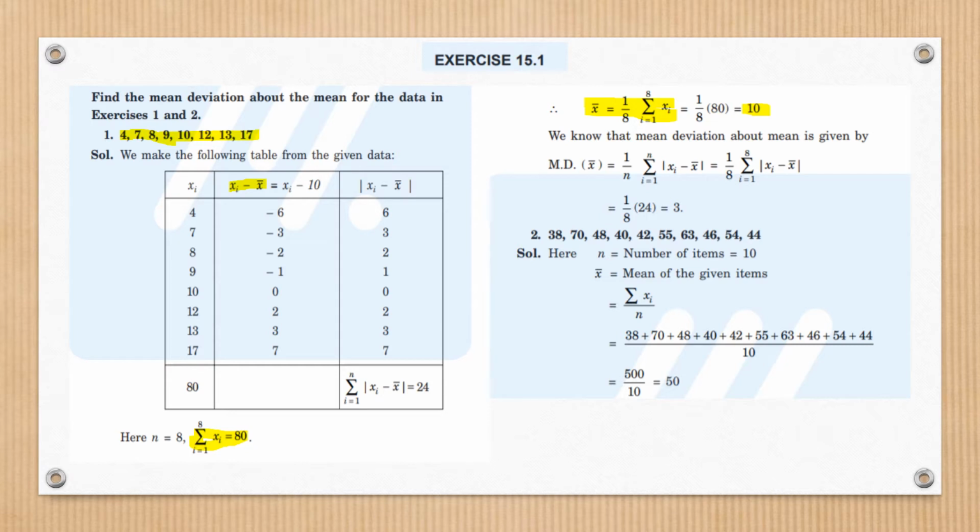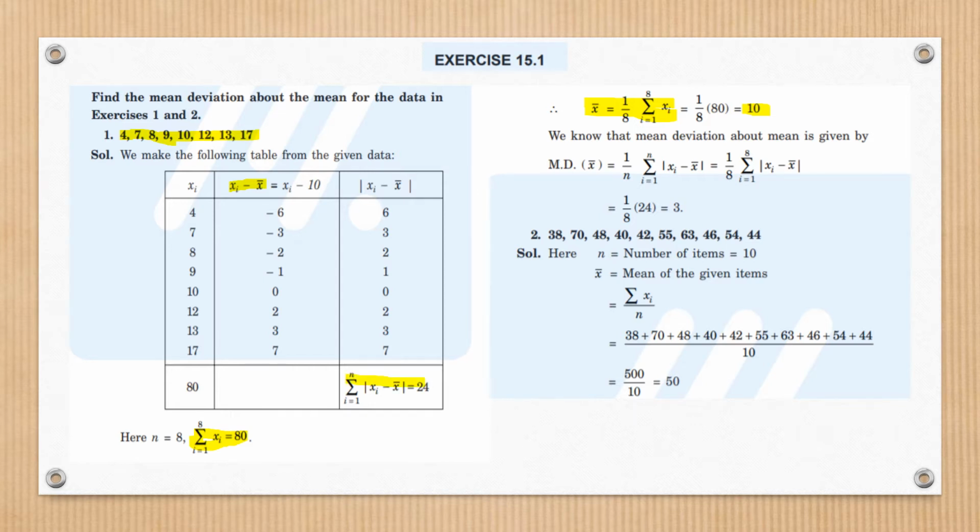Okay, now this is xi minus x bar. Xi minus x bar means you have to subtract x bar from each xi. 4 minus 10, 7 minus 10. So clearly you can see it is minus 6, minus 3, then 8 minus 10 is minus 2, 9 minus 10 is minus 1, 10 minus 10 is 0, 12 minus 10 is 2, 13 minus 10 is 3, 17 minus 10 is 7, right? Then we need to take its mod. Mod means the positive values, only the magnitudes. So it becomes 6, 3, 2, 1, 0, 2, 3, 7.